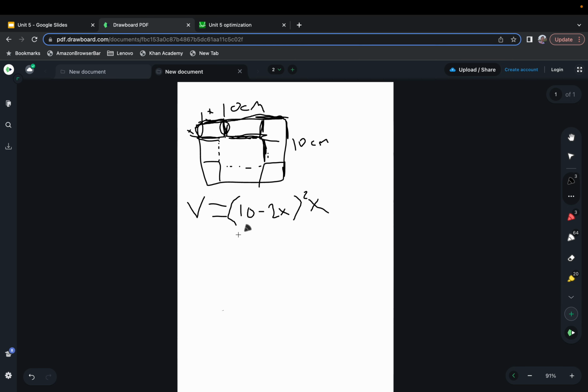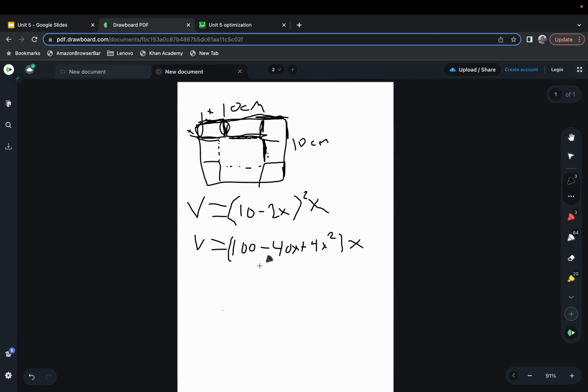First thing we're going to do, because we need to take the derivative, I would rather take a simplified derivative than have to take the derivative of something complicated like this. So I'll rewrite it using a squared minus 2ab plus b squared, just to get rid of this squared parenthesis right here. So we have 100, this is a squared, minus 40x plus 4x squared. This is still multiplied by an x at the end. And now we don't have this squared anymore.